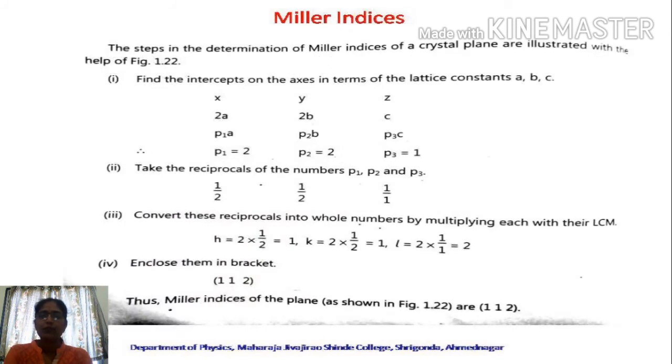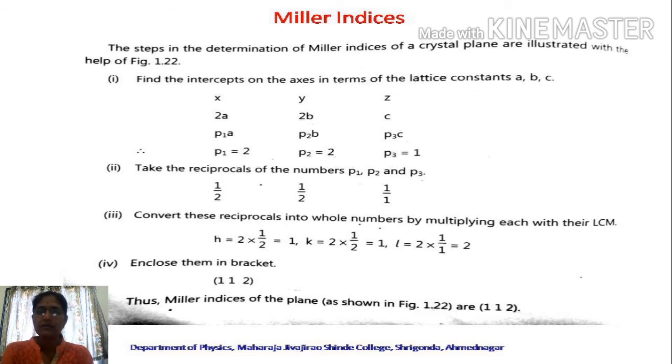Then next, we will see one example. Suppose there is one plane which intersects the x-axis at 2a, y-axis at 2b and z-axis at c. Now the next step is you have to divide this 2a, 2b and c by a, b, c in order to get the numerical parameters. So 2a upon a will give us 2, 2b upon b will give us 2 and c upon c will give us 1.